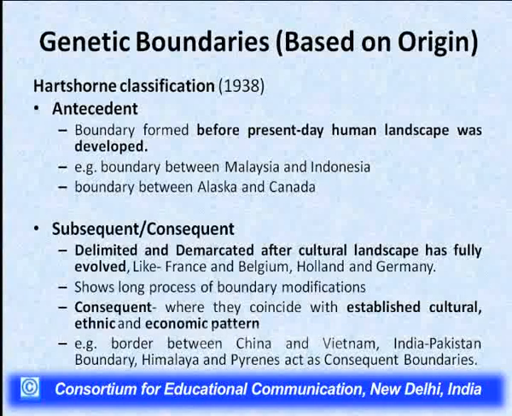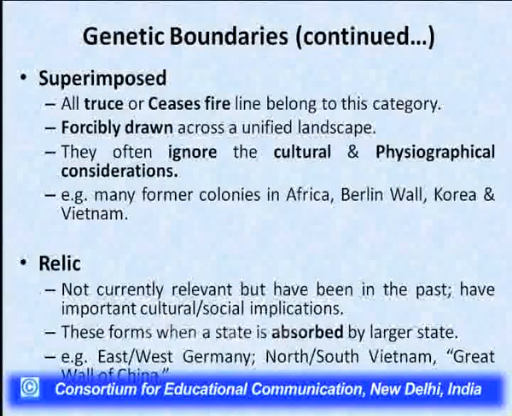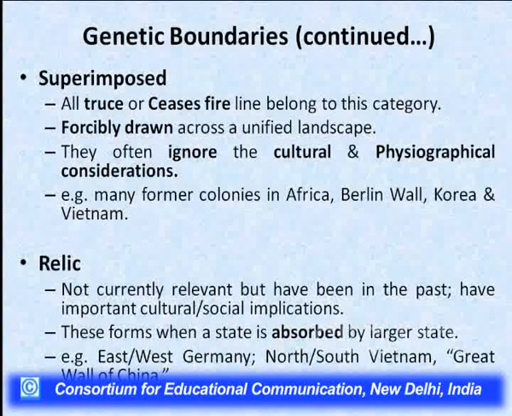On this basis, the consequent boundaries are those boundaries that coincide with established particular cultural characteristics based upon ethnicity and economic pattern. We can see examples like the border between China and Vietnam, the India and Pakistan boundaries, and the Himalayan and Pyrenees regions. They are examples of the consequent boundaries. The next type of genetic boundaries is superimposed.